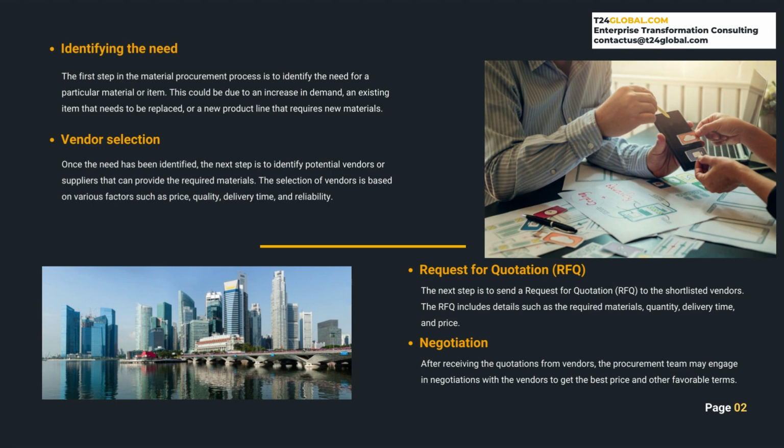The next stage is to send a request for quotation (RFQ) to the shortlisted vendors. The RFQ includes details such as the required materials, quantity, delivery time, and price. It is essential to provide detailed specifications to the vendors to ensure that they can provide an accurate quotation. The procurement team needs to ensure that the RFQ is comprehensive and covers all the necessary details.